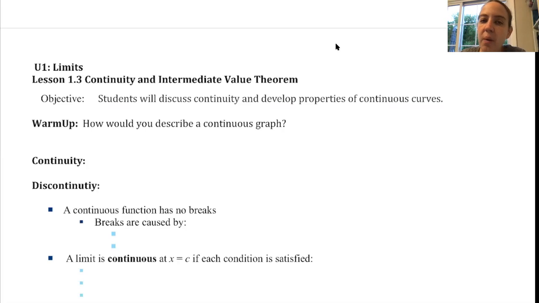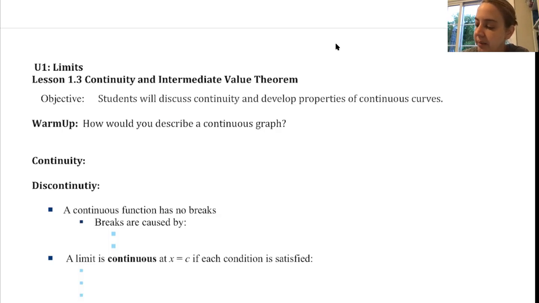So, the warm up: how would you describe a continuous graph? Ask yourself, how would you describe a graph that's considered continuous? What does it mean to be continuous? I'm thinking that it means to go on forever and ever with no breaks. There are no breaks, there are no jumps. And we're going to talk today specifically about what it means to be a break or a jump.